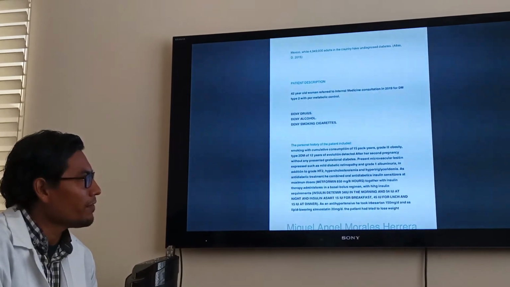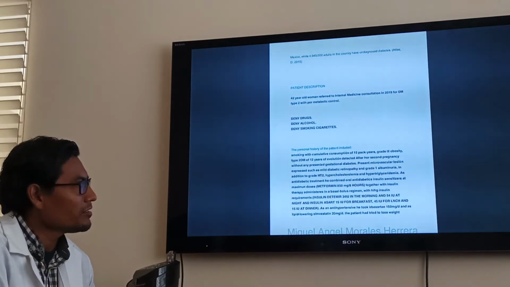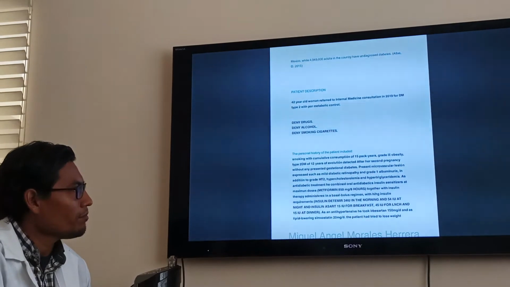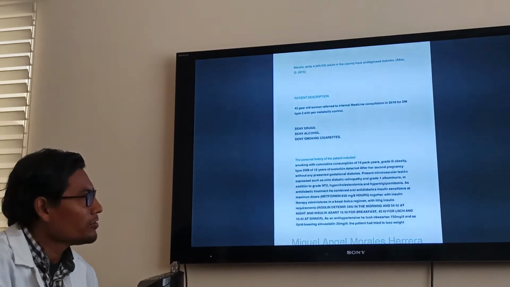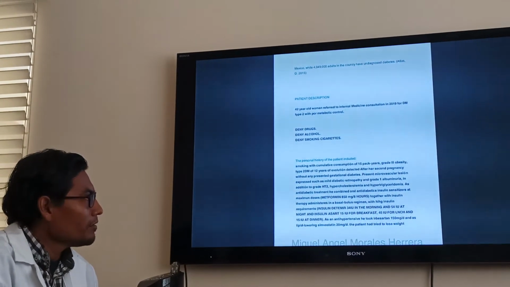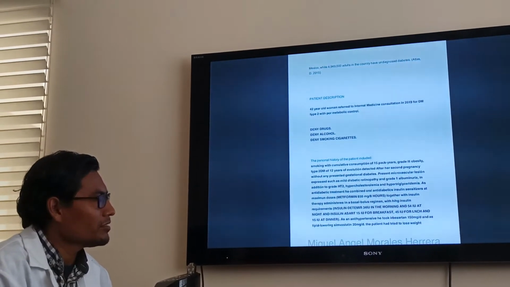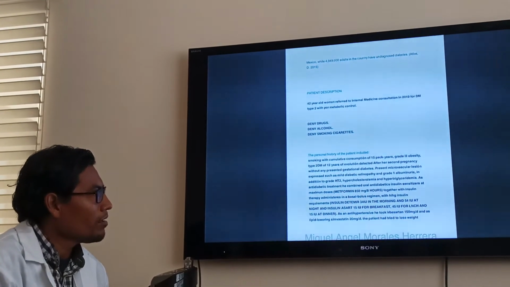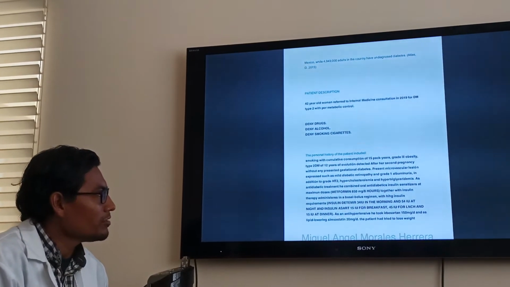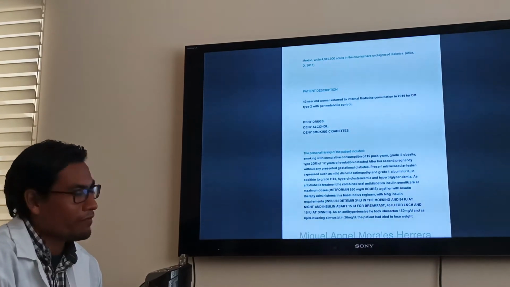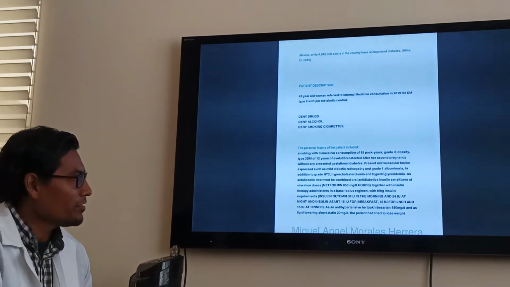hypercholesterolemia, and hypertriglyceridemia. As antidiabetic treatment, she combined oral antidiabetics and insulin sensitizers at maximum doses, metformin 850 mg every 8 hours, together with insulin therapy administered in a basal-bolus regimen with high insulin requirement: insulin detemir 34 international units in the morning and 54 international units at night, and rapid insulin 50 international units for breakfast, 45 international units for lunch, and 50 at dinner.